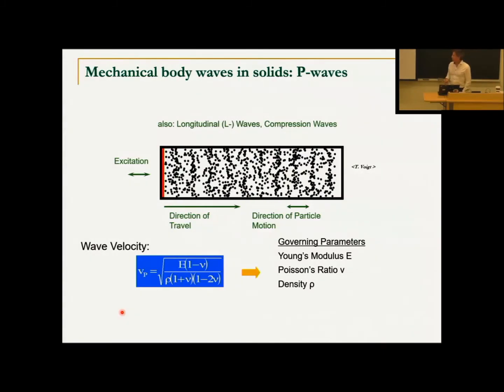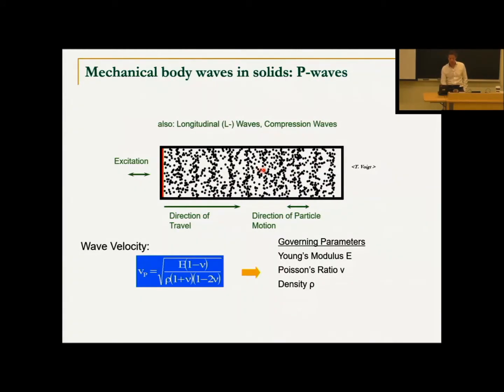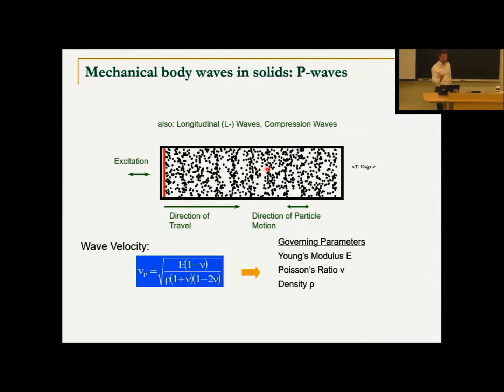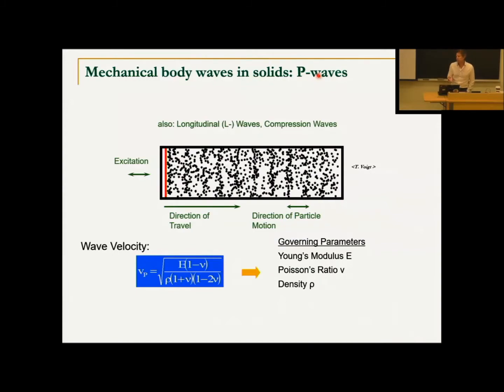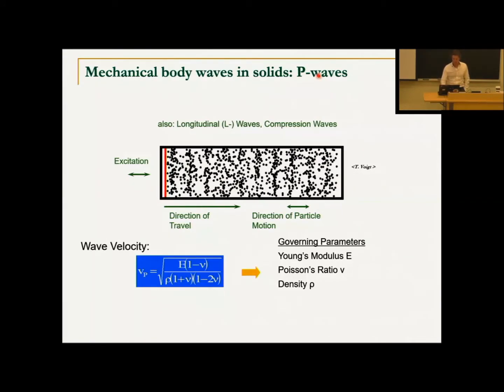Now in this case, I'm showing wave propagation where the wave is propagating to the right, left and right, and the motion that sets up that wave propagation, the oscillation, is also in that same direction. So the direction of travel and the direction of particle motion are the same. This represents what are called P waves, or longitudinal waves, or compressional waves. They all mean the same thing: the wave propagation is in the same direction as the particle motion.